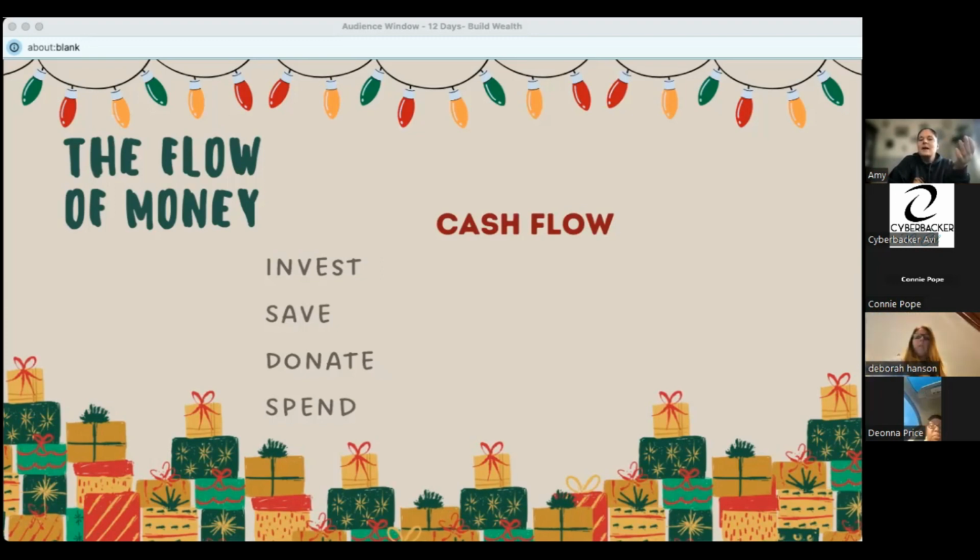Okay. And there's no wrong actions. You're going to have to spend some of the money that comes in to maintain lifestyle. You're going to save to ensure that you have that emergency fund in place, and you're going to donate because it's good to give back, right? So it's important to have all aspects of what money can do and the flow of money.